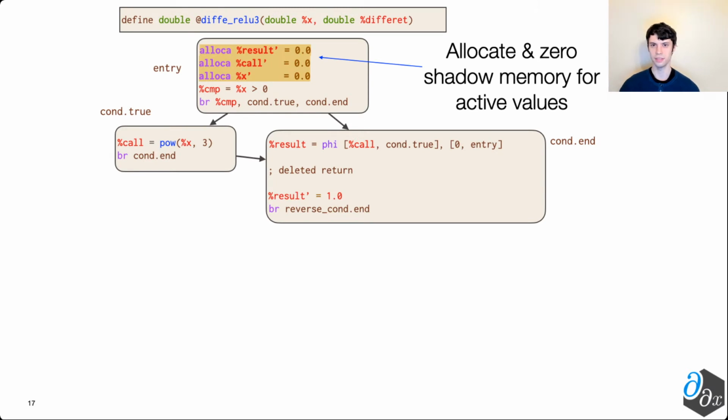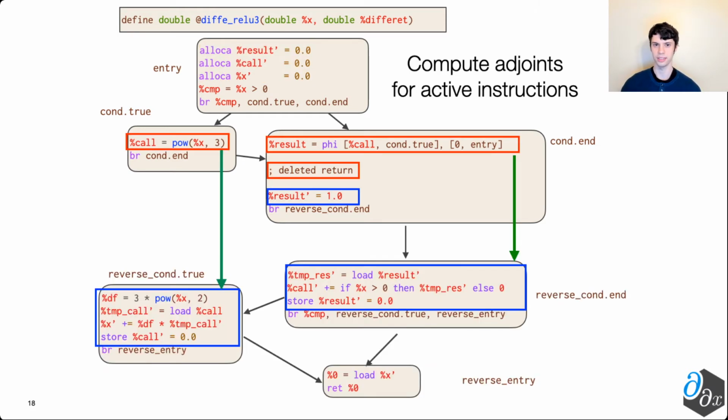For all of these active values, we go ahead and allocate and zero shadow memory that's used to store the gradient or temporary derivative of all of these values. Setting it to 0, we then continue the derivative computation. Specifically, for all of the active instructions in our original function, we compute the adjoint. The adjoint is a special computation that takes the derivative of the output and flows it back to be the derivatives of the inputs.